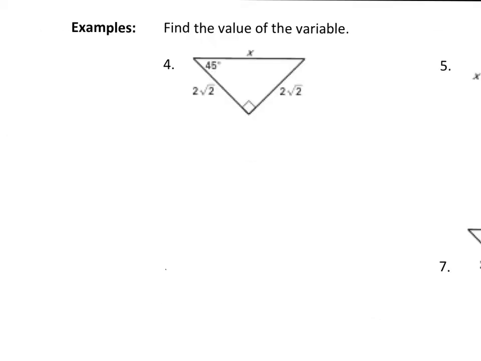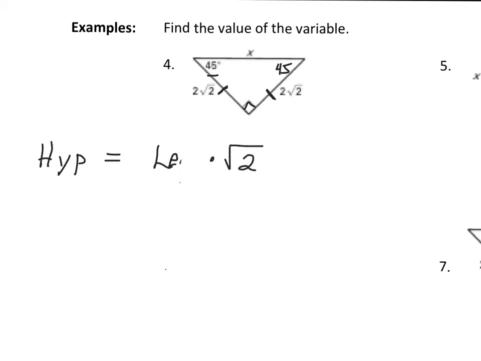So for this first example, it looks like we have 90 down here, 45 here, so that means this last angle has to be 45. And I know that to be true because both of these sides, 2 radical 2, are the same length. So what I'm looking for is the hypotenuse. And as I said earlier, to figure out the hypotenuse, I'm going to take a leg and multiply it by radical 2.